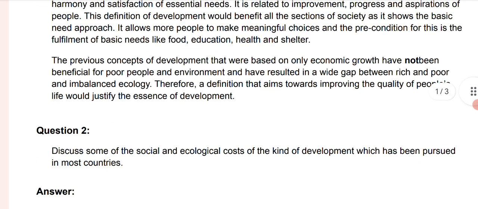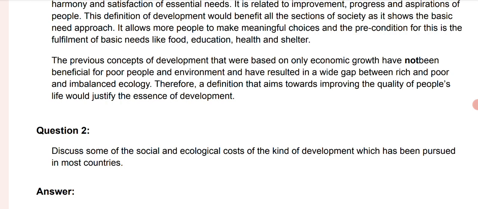The previous concepts of development that were based on only economic growth have not been beneficial for poor people and the environment. That has resulted in a wide gap between rich and poor and an imbalanced ecology. Therefore, a definition that aims towards improving the quality of people's life would justify the essence of development.